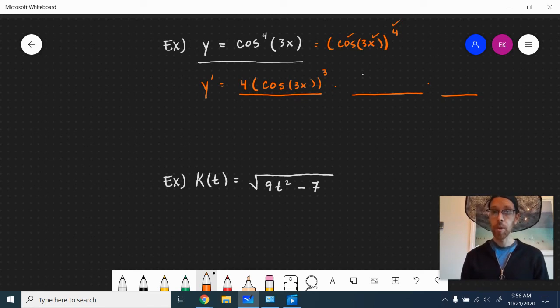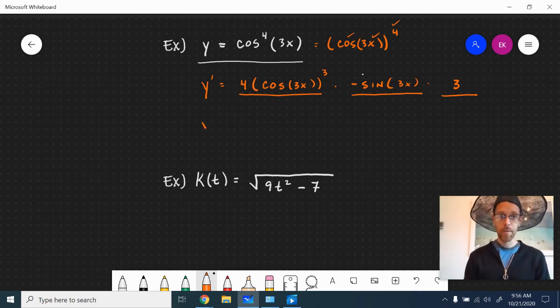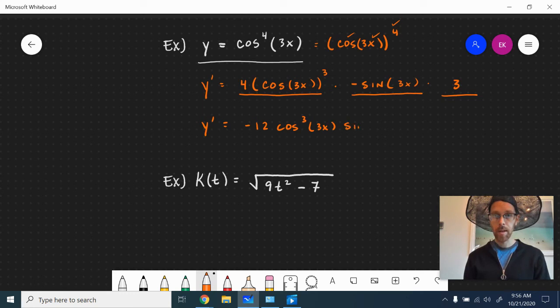Your middle function is cosine. The derivative of that is negative sine. Leave the 3x alone. Innermost function is 3x. The derivative is 3. Your final answer should look like this. Negative 12 cosine to the 3rd 3x sine of 3x.